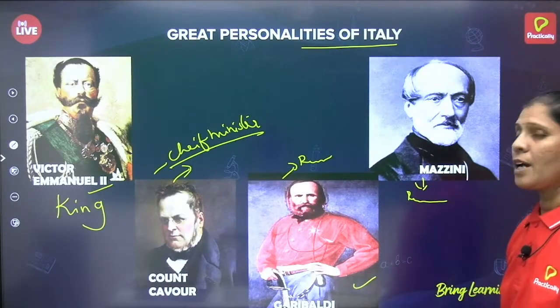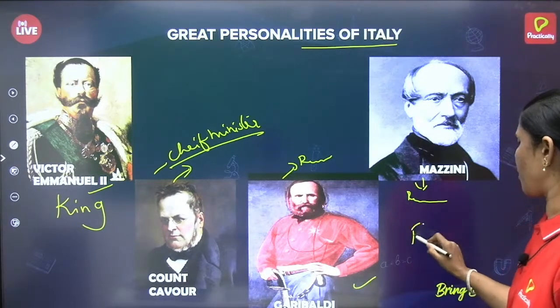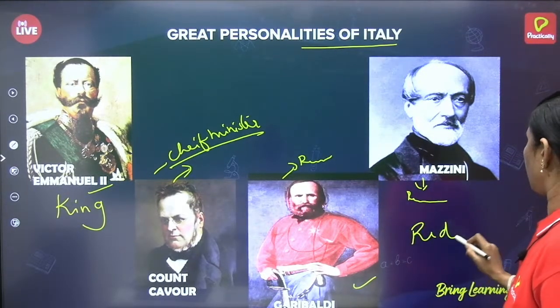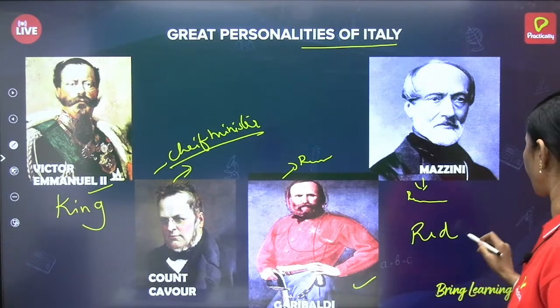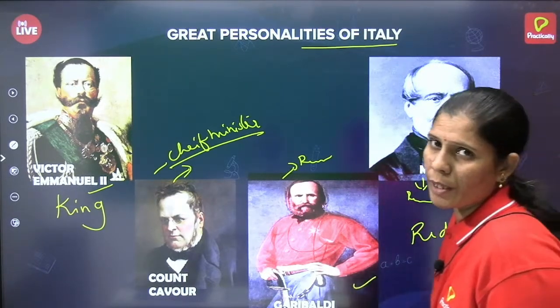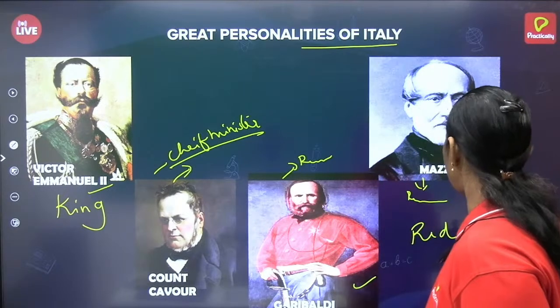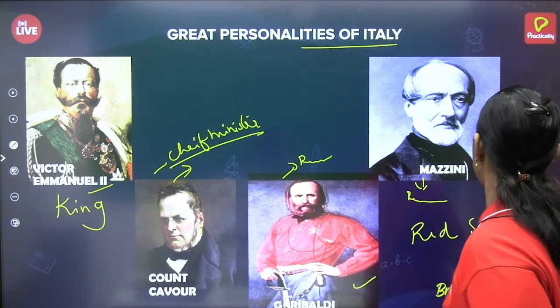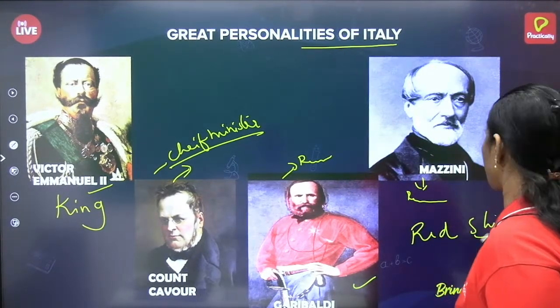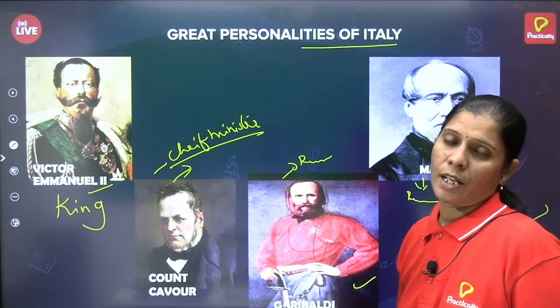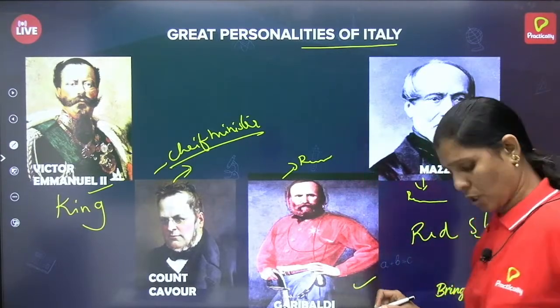This is a person, and he formed a Red Shirt army. Actually, he was a democrat, and he did not want a monarchical form of government. He formed a Red Shirt army, and with that Red Shirt army, he led an expedition of the Thousand to the south.